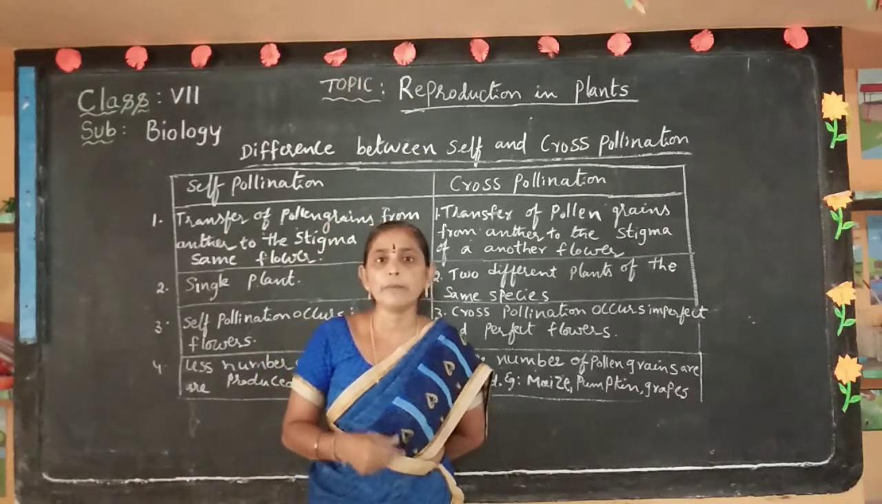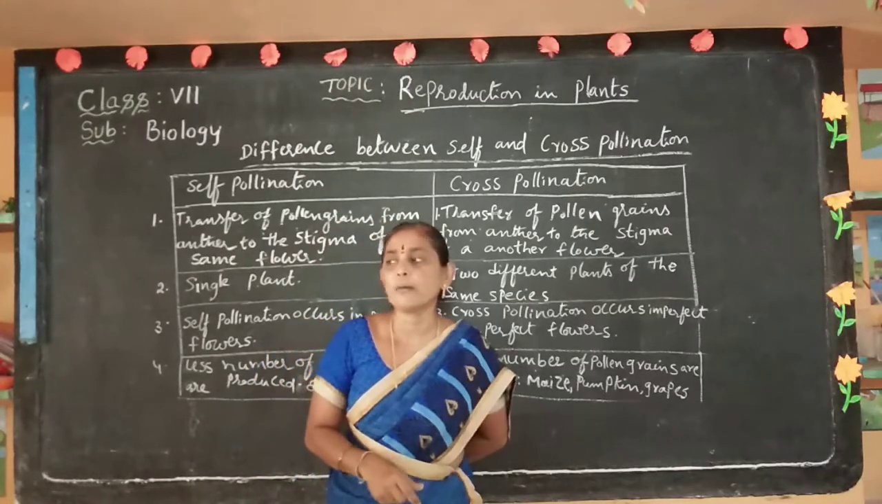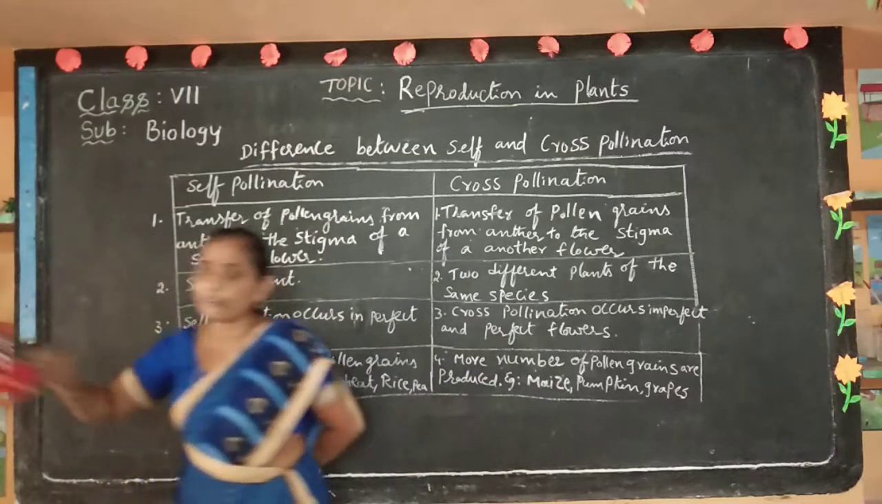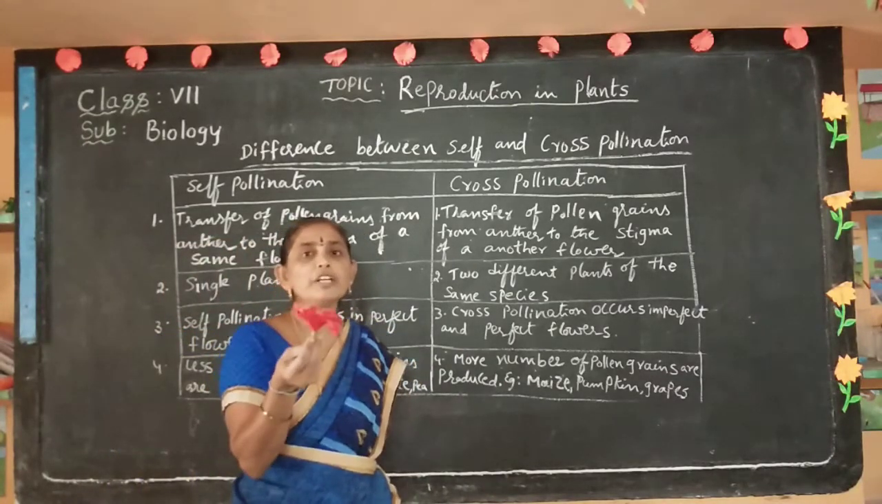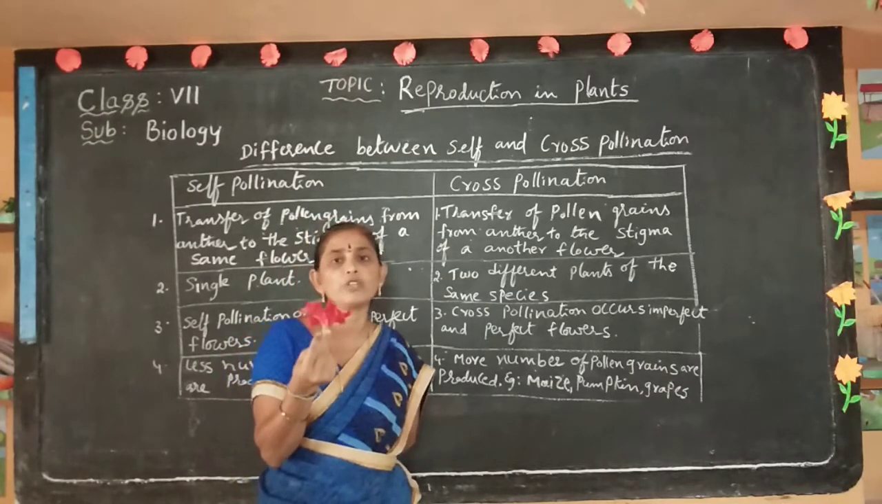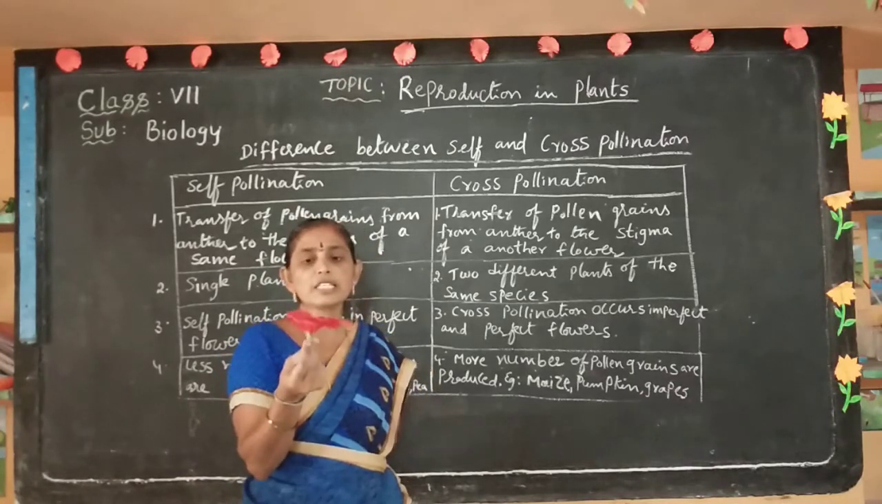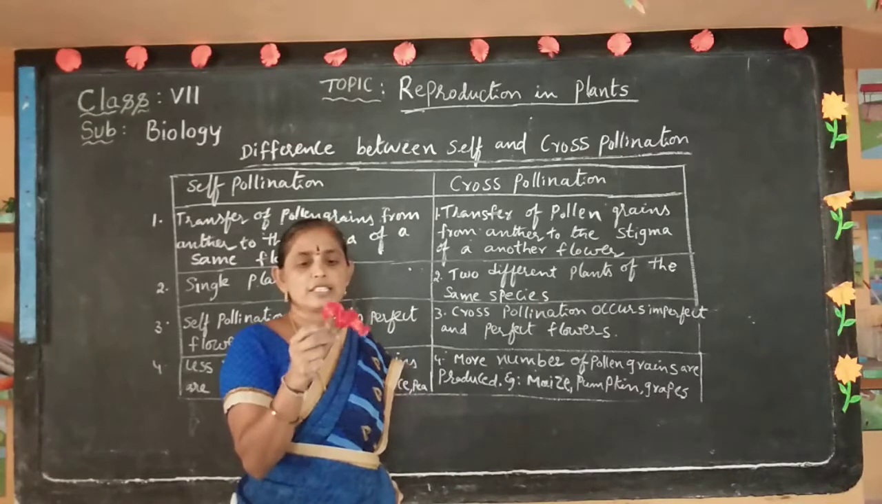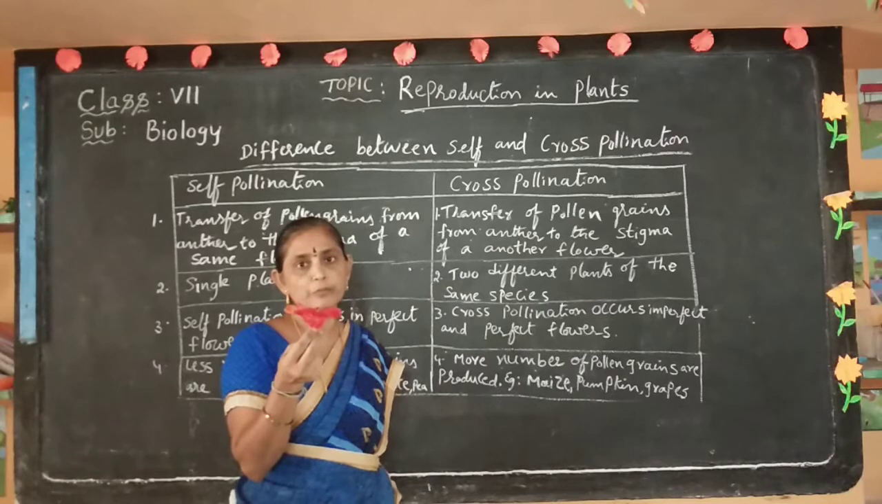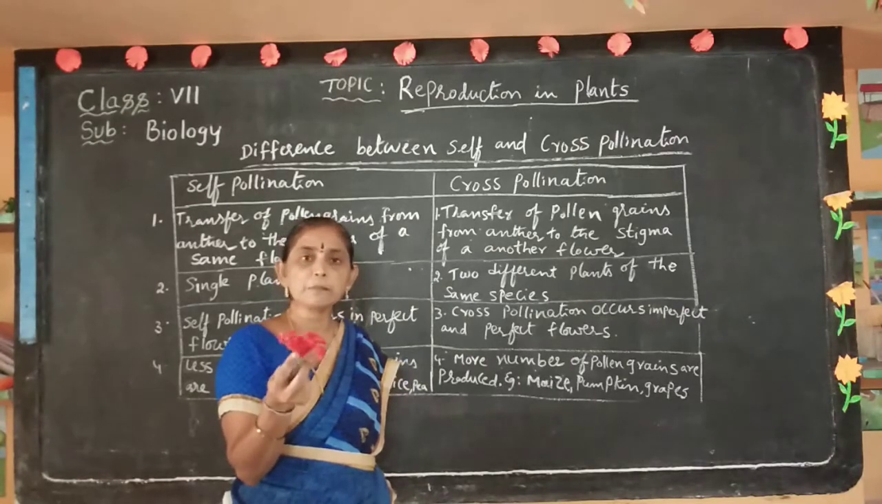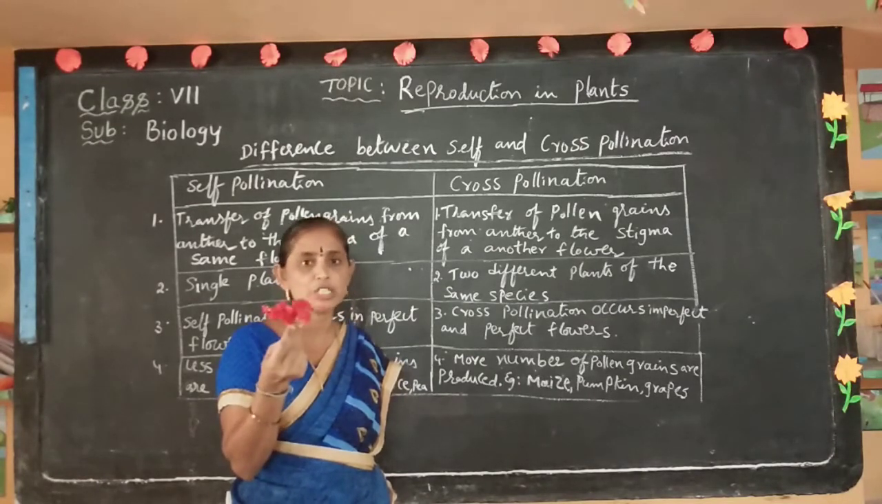In this, the main sexual part of a plant is the flower. The flower is the most attractive part of the plant. It has four types of parts: calyx, corolla, androecium and gynoecium, which are the sepals, petals, stamen and pistil.